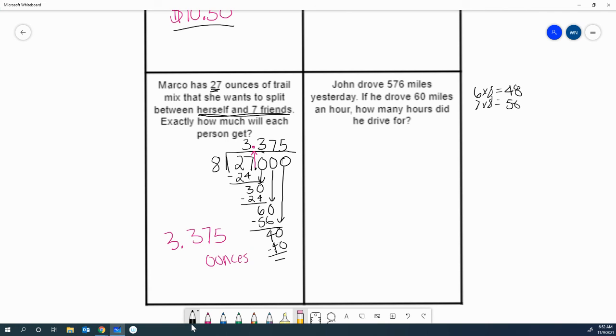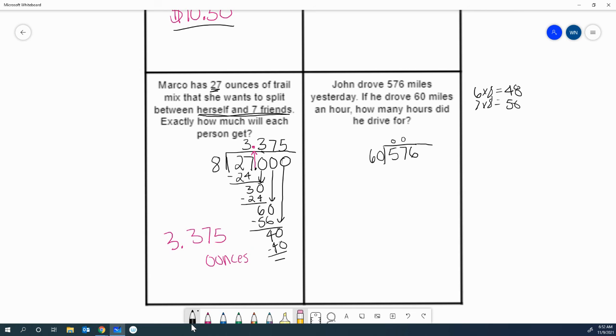For this one, I can either split up the fact that he drove 60 miles an hour, or I can split up the number of miles he drove. I'm going to split up the number of miles he drove. I'm going to say 576 miles in my dividend house, because it's my dividend, divided by 60 miles. Already you're like, oh, that's a big number. So let's go ahead and try it out. I know that 60 can't go into 5, and 60 can't go into 7. So I have to figure out how many times 60 can go into 57.